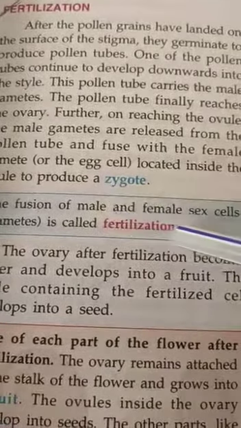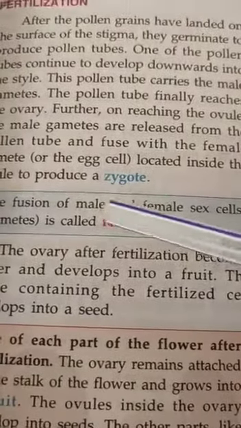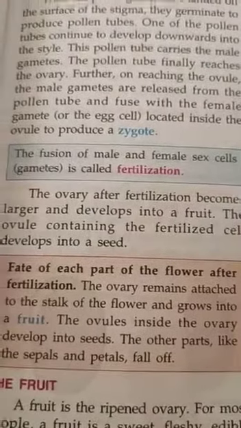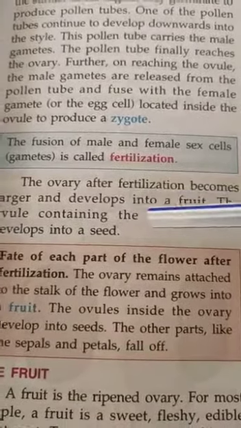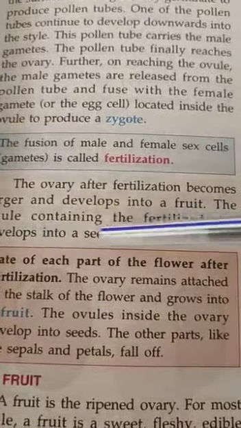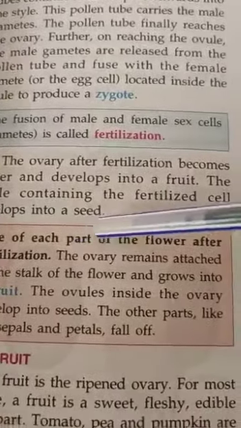The fusion of the male and female sex cells is known as fertilization. After fertilization, the ovary develops into a fruit, and the ovule part of the flower changes into the seed.